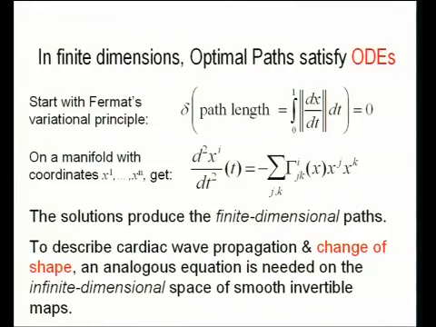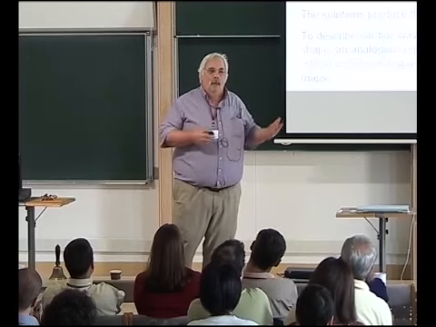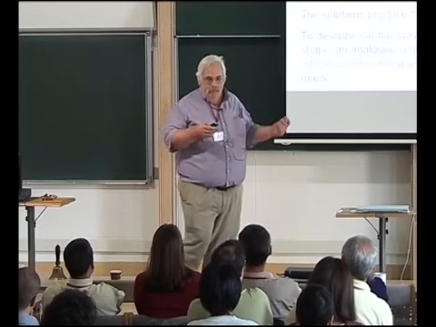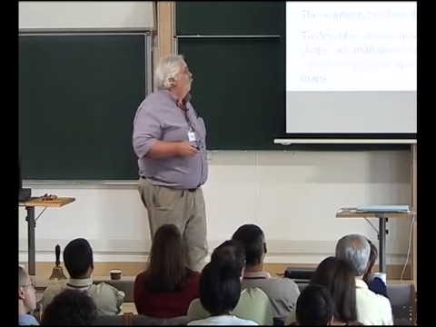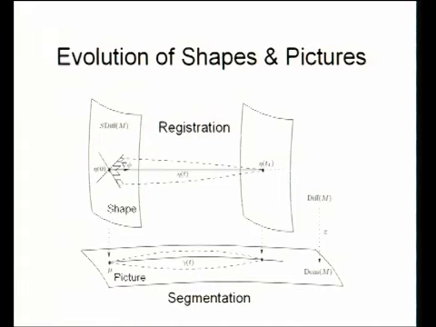And these paths are in an infinite dimensional space of smooth invertible maps. So we think of shape as the action of a smooth invertible map on some reference shape. This is very close to what you do in fluid dynamics. You think of a reference configuration of the fluid, and then you move it forward by a smooth invertible map, which is the flow of the fluid.